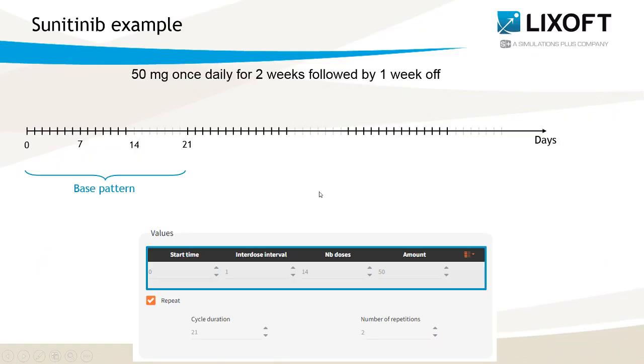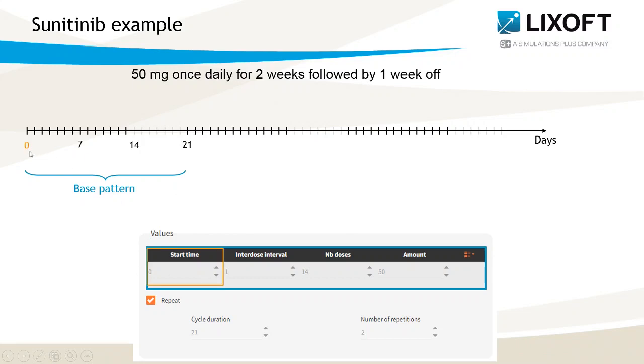Let's take a concrete example. I have a model for sunitinib, which is a chemotherapeutic agent, and a possible dosing regimen for this drug is 50 mg once daily for 2 weeks, followed by 1 week off, and then starting again. On the timeline here, the black ticks indicate the dosing times, and the ticks in light gray the days off. The base pattern that is repeated lasts 3 weeks, and this is what I will define first in the blue rectangle here as a regular schedule.